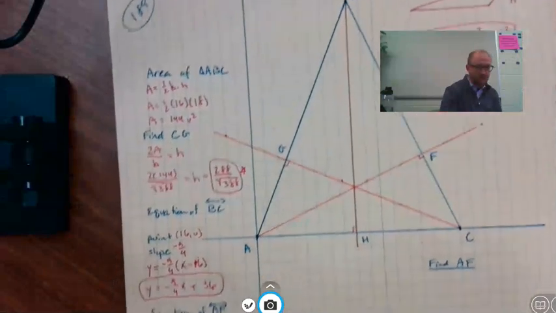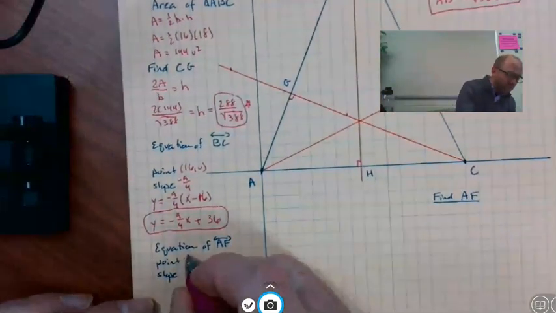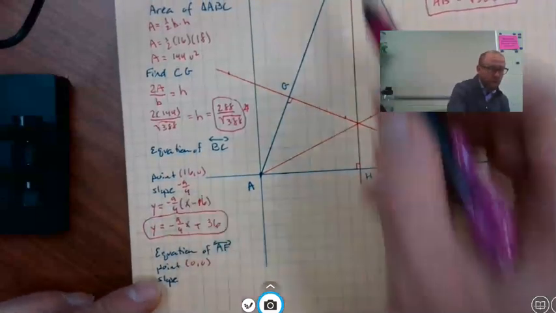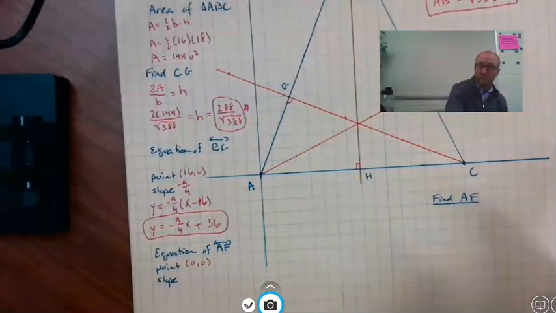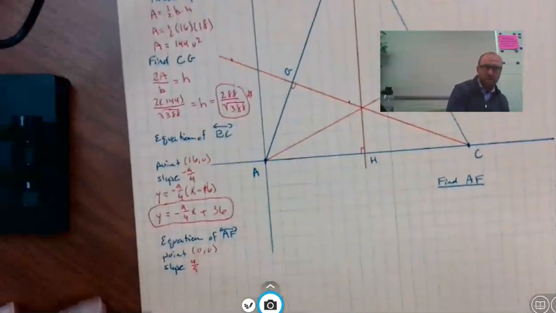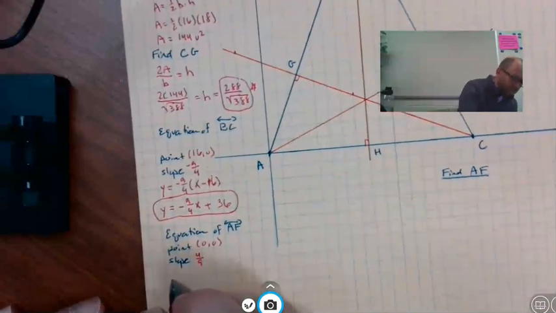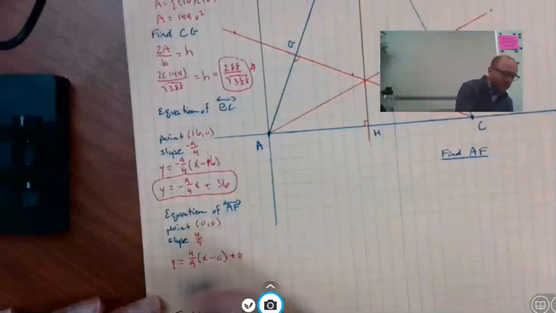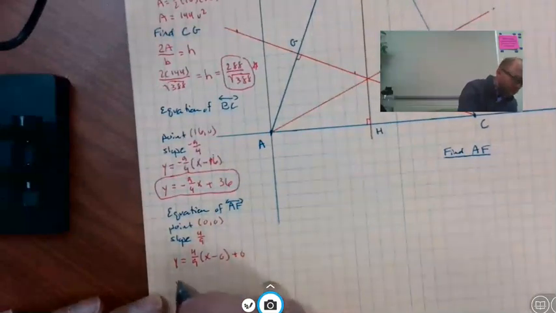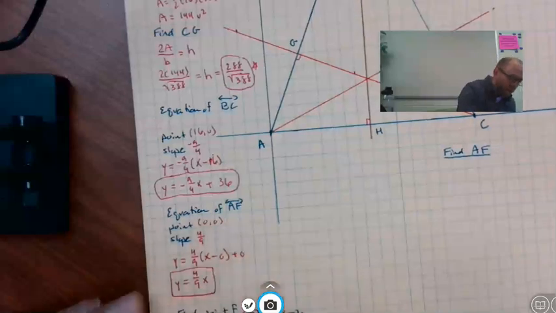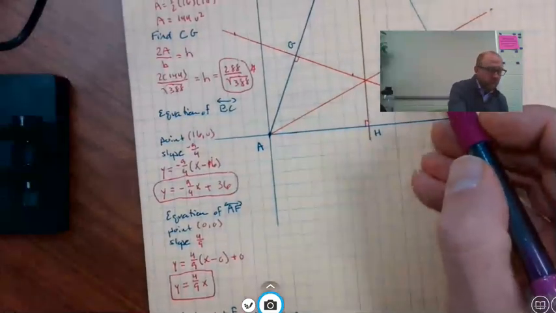Next we're going to find the equation for AF. That line passes through the point (0, 0), so this will make it easier. Our slope will be the negative reciprocal of the slope of BC because they're perpendicular. So the negative reciprocal of 9/4 is 4/9. Our equation will be y equals 4/9 x minus 0 plus 0. I just added those in to show us filling out the form, but really it's just y equals 4/9 x.